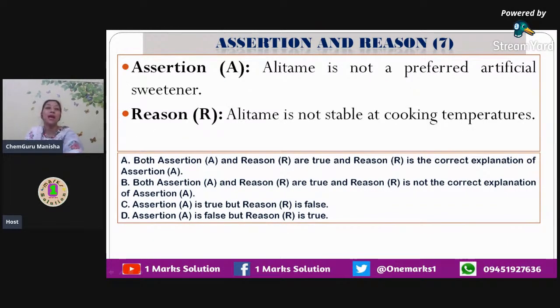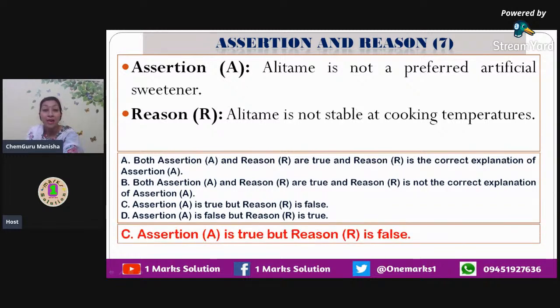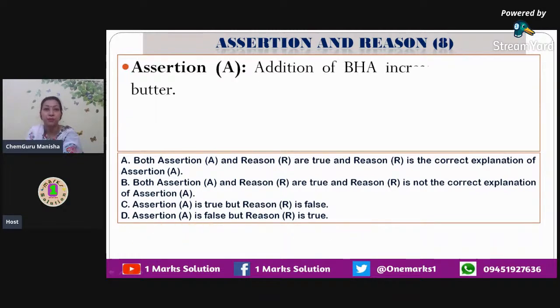The seventh statement that we have is: allicin is not a preferred artificial sweetener, which is true. We do not prefer allicin, we prefer saccharin. And the reason says allicin is not stable at cooking temperatures. So when you are cooking at high temperatures or heating it, it is not stable. That is not the case. So assertion here is true, but reason here is false.